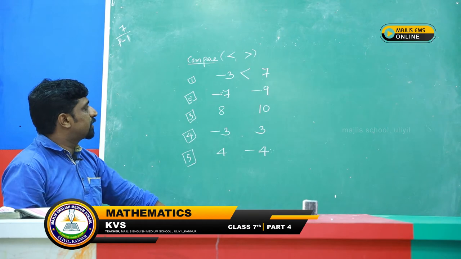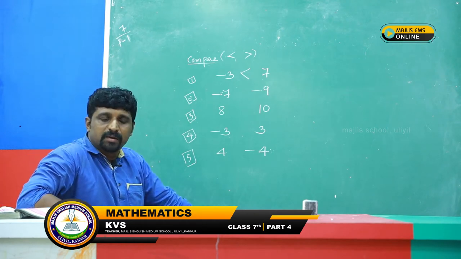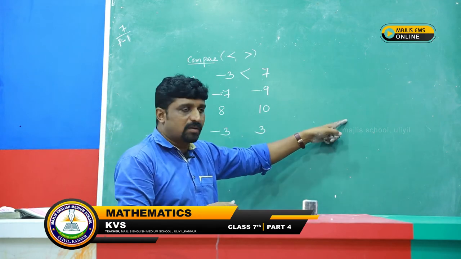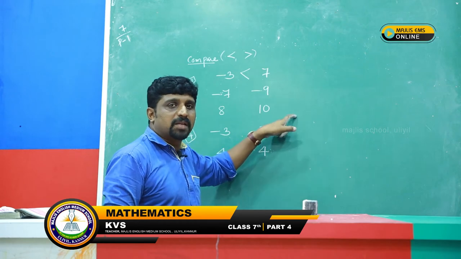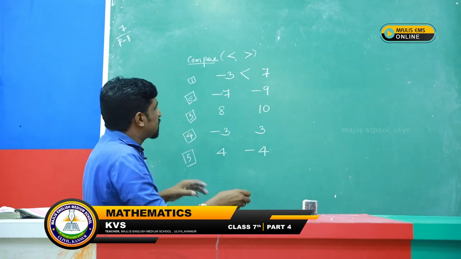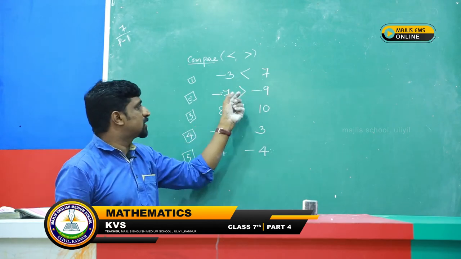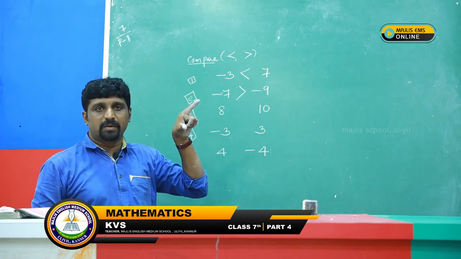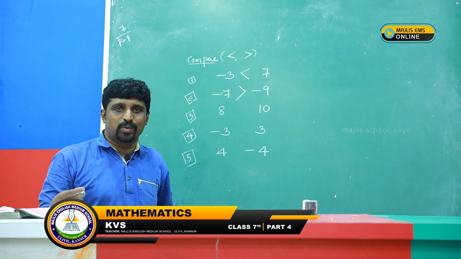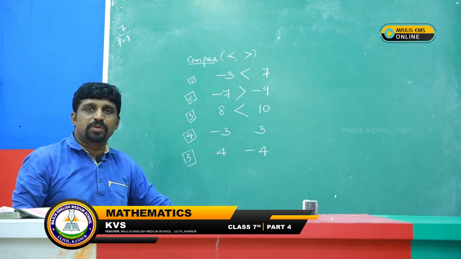Then here, when we compare minus 7 and minus 9, consider a number line, minus 7 here, then move to minus 8, minus 9, and on the left side. Moving on the left side means the value will decrease. Therefore we can put the symbol like this, because minus 9 is the lesser one. Therefore the greater is minus 7 here. 8 and 10, you already know which one is the larger one. Yes, 10 is the larger one. Therefore we mark like this.